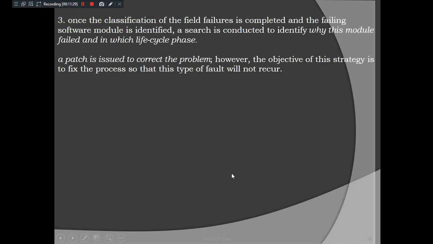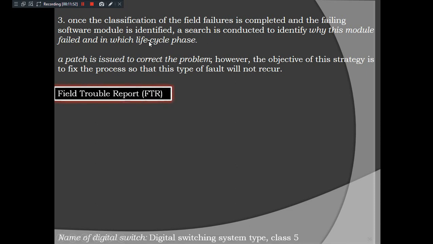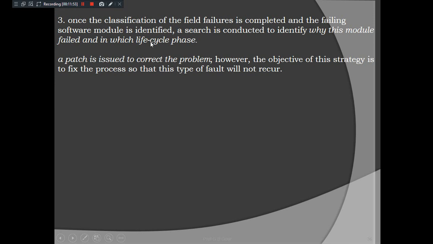So the next step is, once we have classified the field failures, the failing software module is identified. Means in which software module the fault is there, that is isolated. The search is conducted to identify why this module failed and in which life cycle phase it failed. That is very much important, that's what I told you. So the life cycle is very much important here.